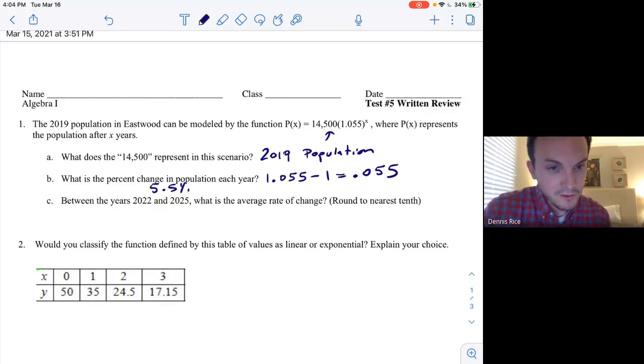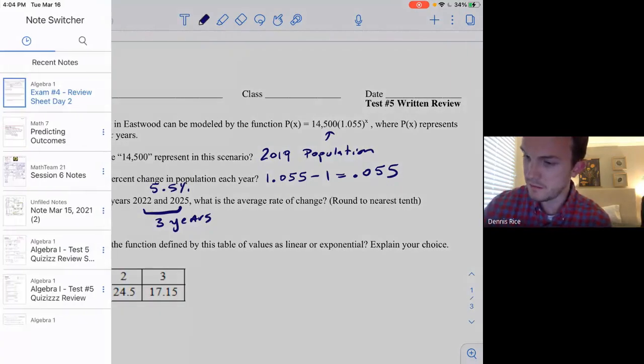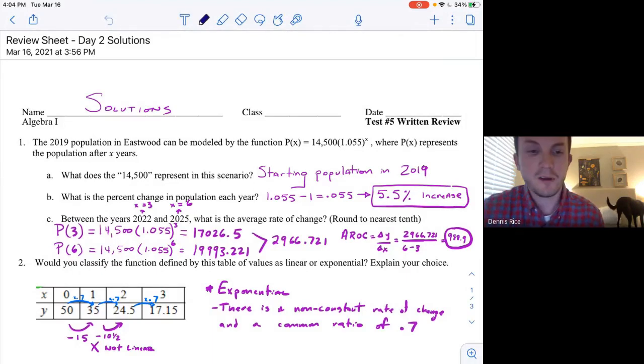Between the years 2022 and 2025, what is the AROC, average rate of change? We know the change in years is going to be 3 years, right? But we want to find the change in the Y values. So what we're going to do here is evaluate P of 3 and P of 6. Why am I pulling up P of 3 and P of 6? Because 2022 would be 3 years from 2019, and 2025 would be 6 years from 2019.